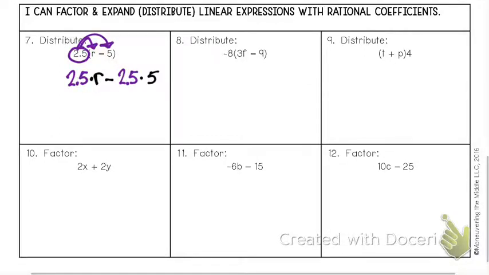And when I combine those, I go ahead and get 2.5r. And 2.5 times 5 gives me 12.5. So this problem up here is identical to 2.5r minus 12.5.